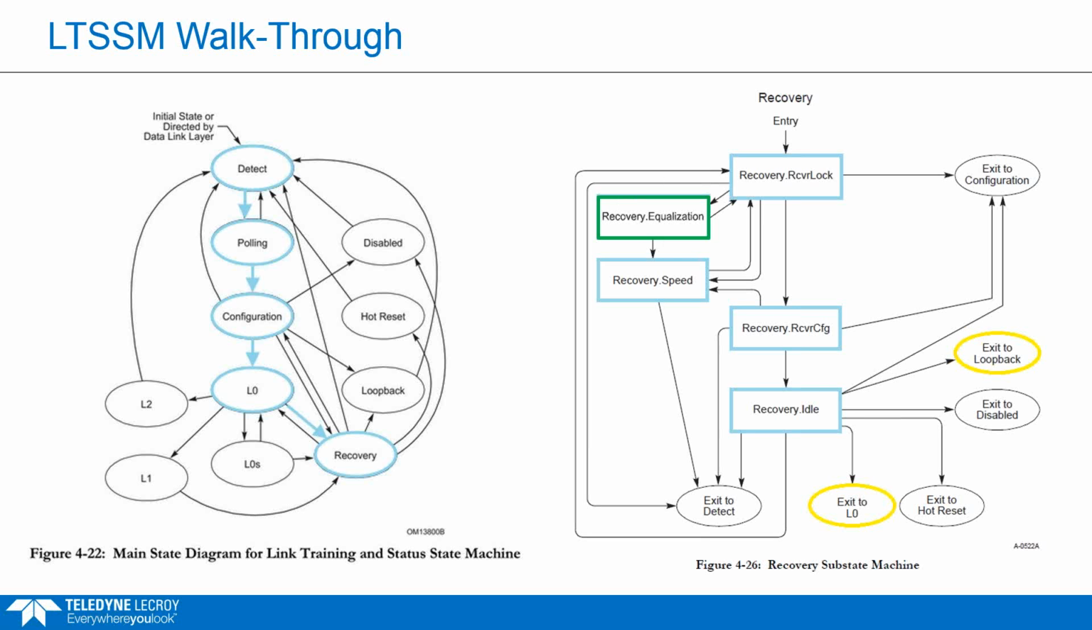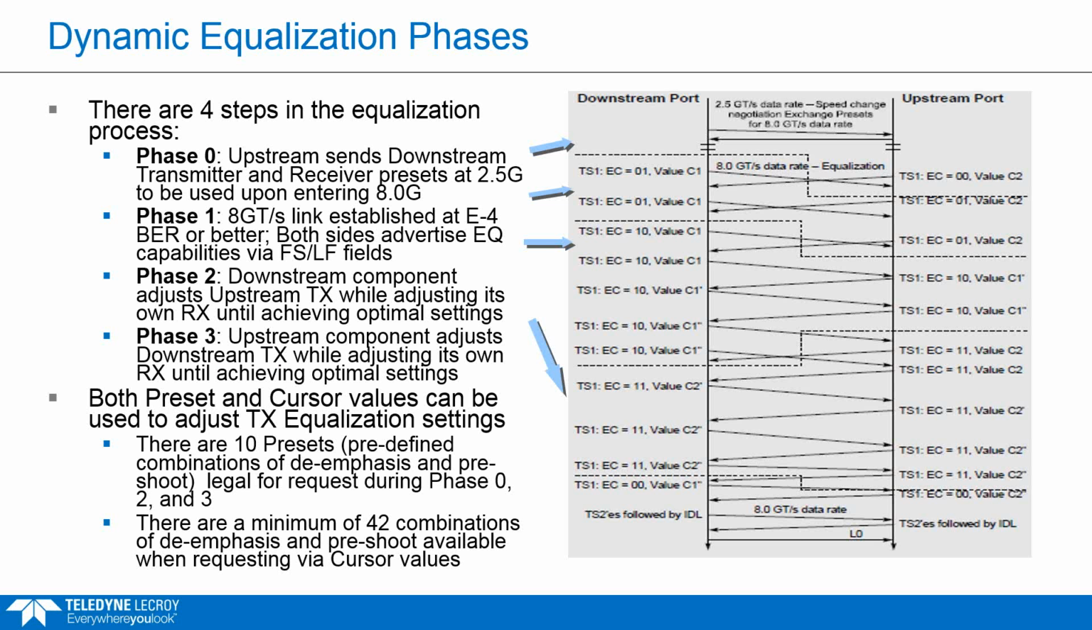So inside of recovery equalization, there are 4 different phases, 4 steps, phase 0 through phase 3, that are used to go through this whole process of tuning these equalizers. I'll give you a quick overview here, and then I'll go into a little bit more detail specifically on phase 2 and 3.